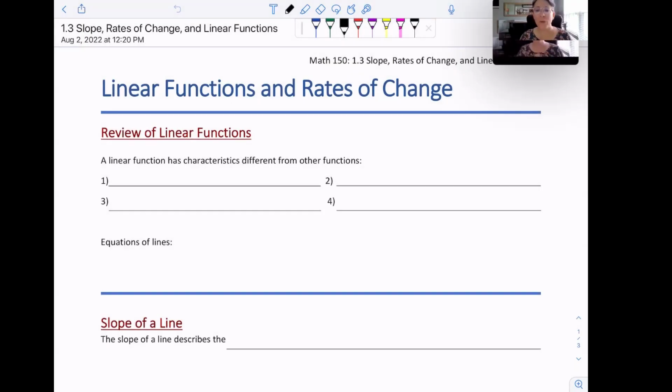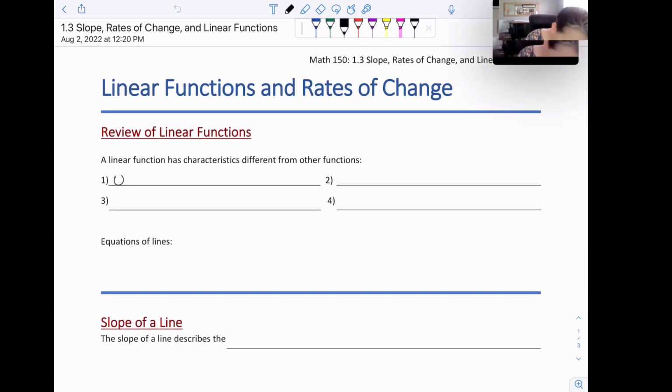So now we're looking at section 1.3, which focuses on slopes, another fancy word, rate of change, and linear functions. So a quick review of linear functions. They have characteristics that are different from other functions. Here is how we can tell that it's a linear function.